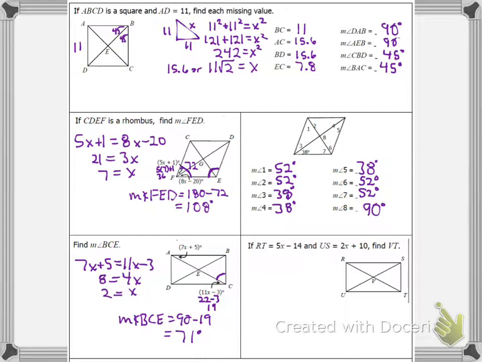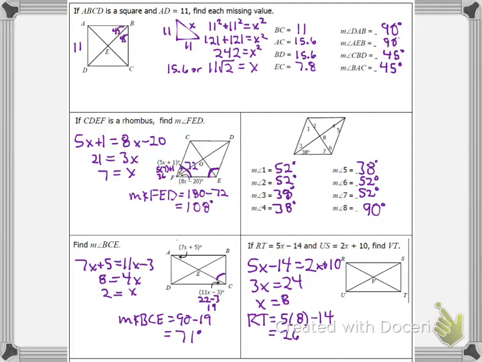Last one, we know RT and US, which are our diagonals. We need to find VT, which is going to be half a diagonal. So diagonals are congruent. 5x minus 14 equals 2x plus 10. We get 3x equals 24, and x equals 8. So to substitute back into RT, 5 times 8 minus 14 gives us 26, so then VT would have to be half of that, so it is 13.